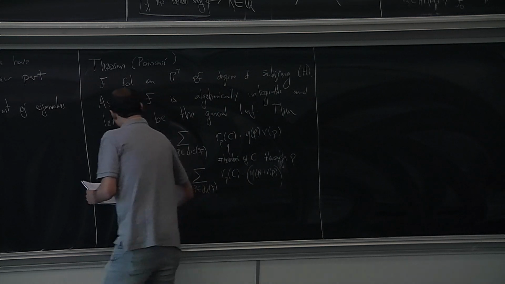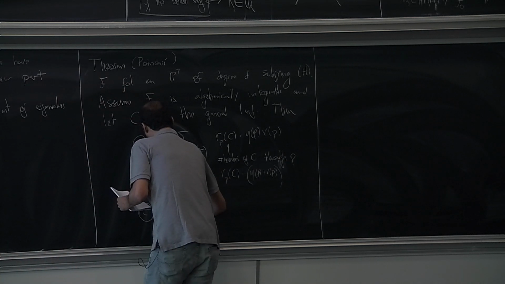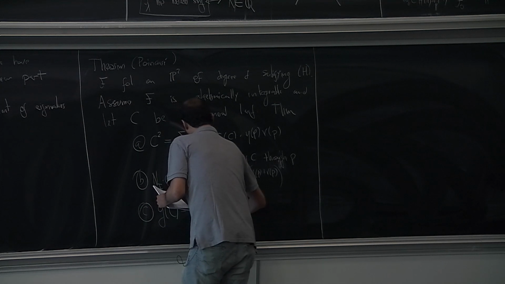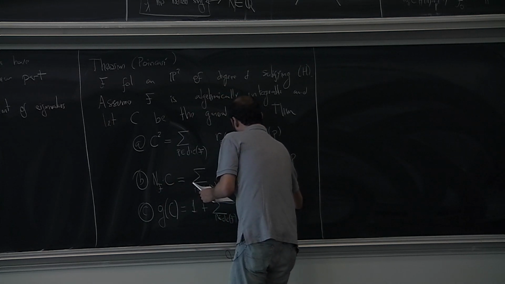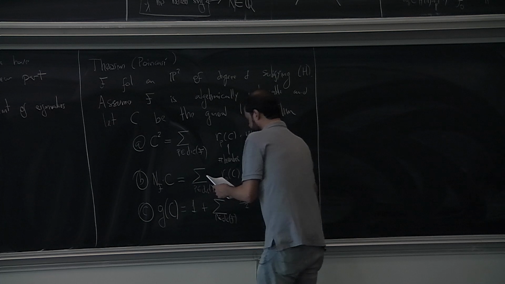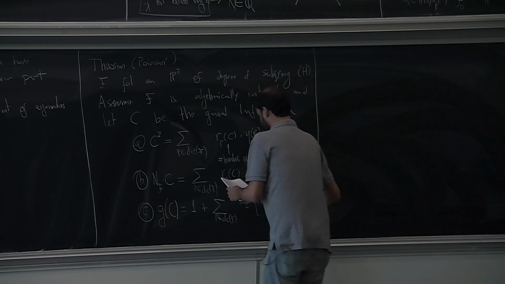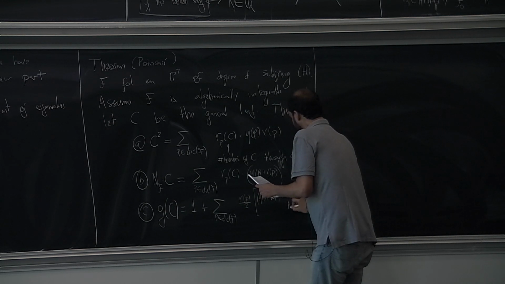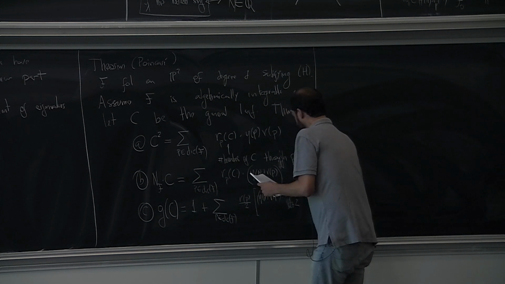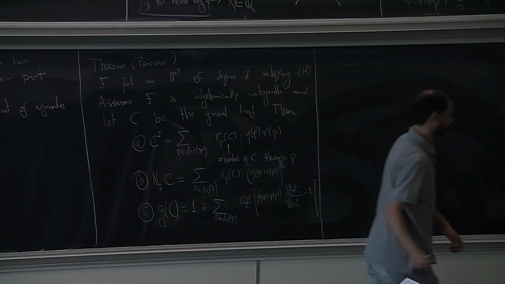And C, the geometric genus of C is 1 plus sum over P of R P over 2 times nu P plus mu P times K F dot C, divided by, let's call it, D minus 1, D plus 2, minus 1. Okay?